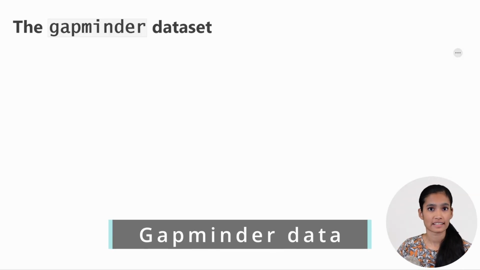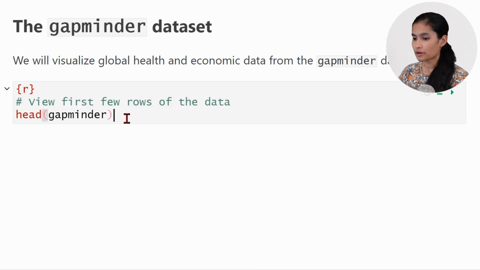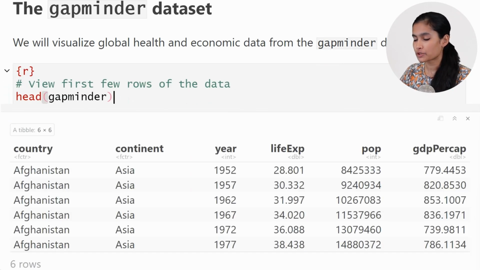Next, let's look at the dataset. For this lesson, we'll be visualizing global health and economic data from the gapminder data frame, which we've encountered in previous lessons. We won't need to load in this data from a CSV because it's built into the gapminder package, which we loaded earlier. Now we can run head(gapminder) in order to look at the first few rows of the data. Gapminder is a country-year dataset with information on 142 countries around the world, which are split into 5 continents or world regions. Data were recorded every 5 years from 1952 to 2007 for a total of 12 years.